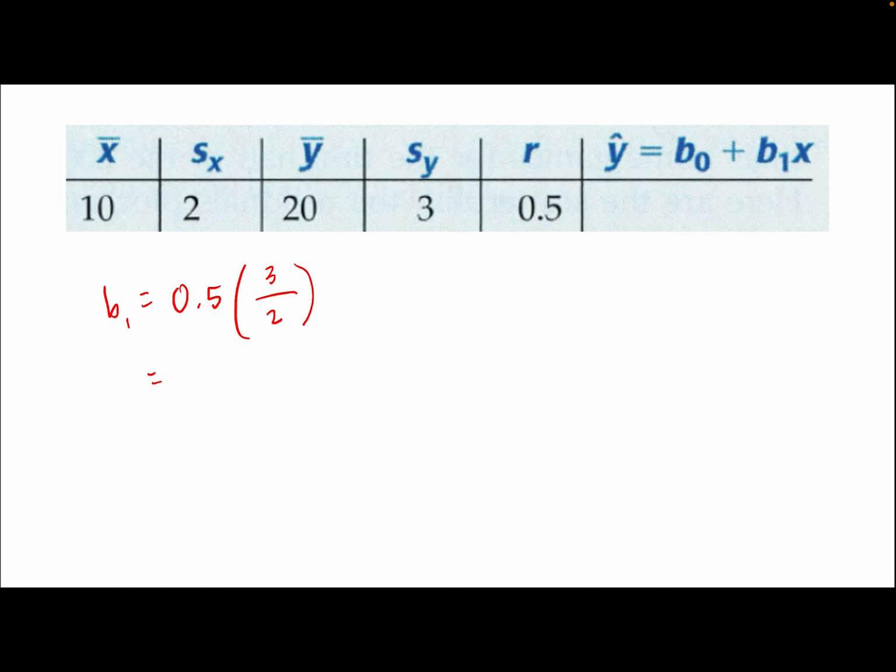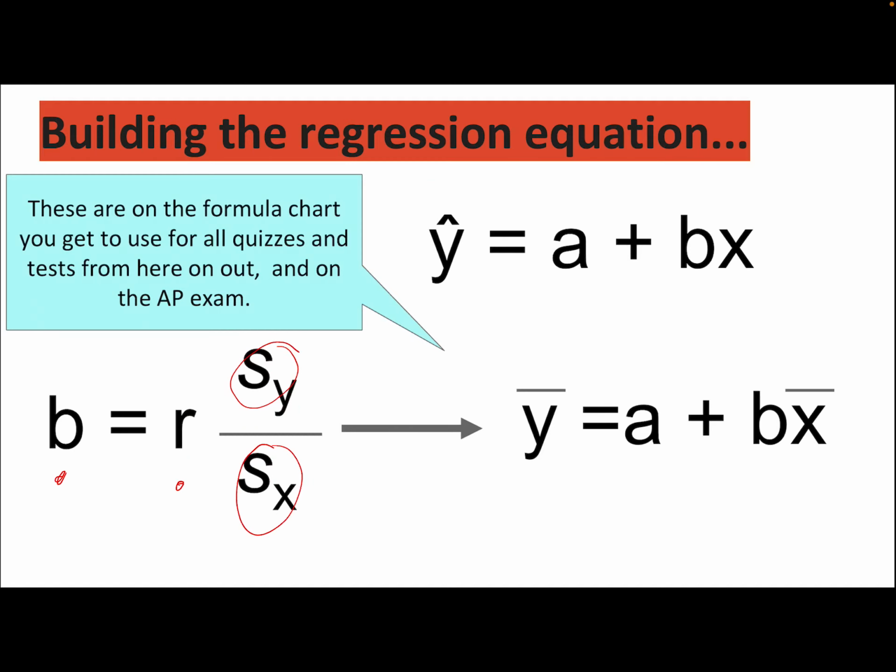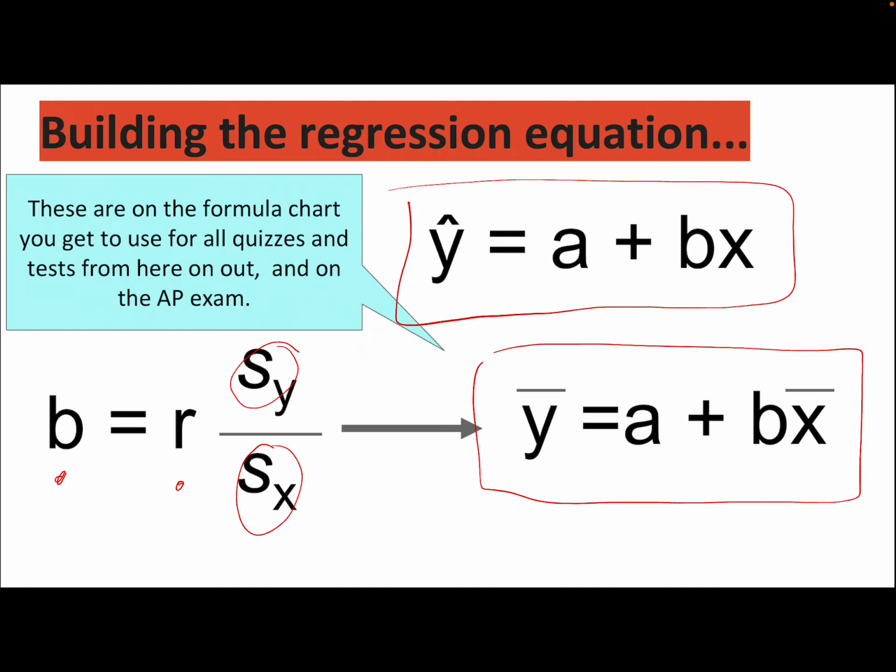And then I'll do a little bit of simplification here. 3 over 2 is 1.5. And then I'll multiply 0.5 times 1.5 is 0.75. So that is our slope, which is b, or b1. And then from there, I'm basically just going to plug in. So you do get this formula on your formula chart as well. But really, you can just think of it as I'm using my regular equation of the line.